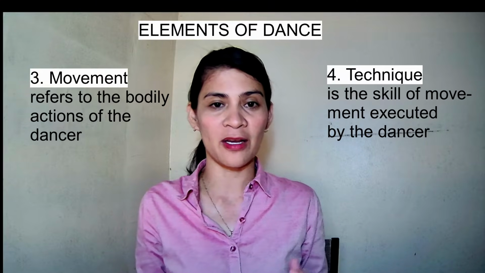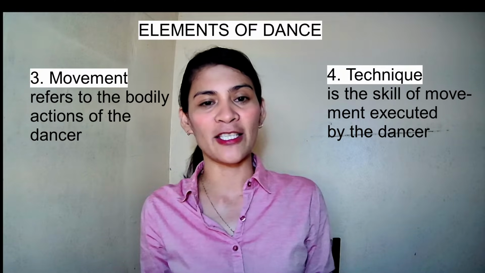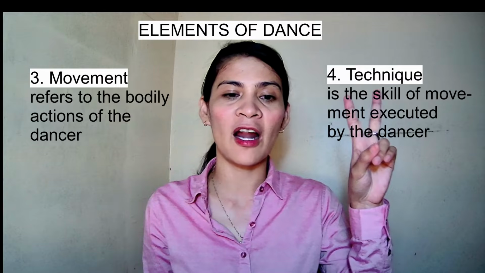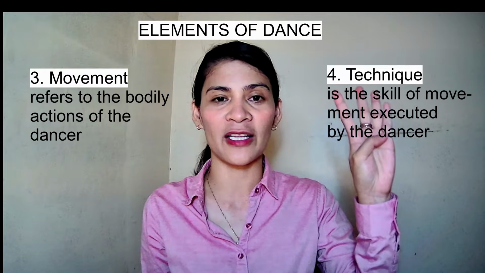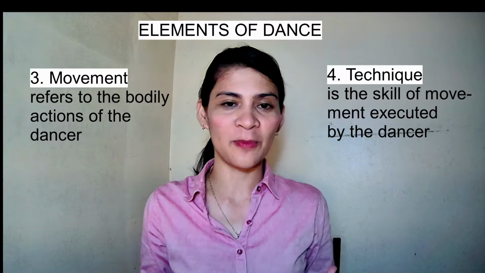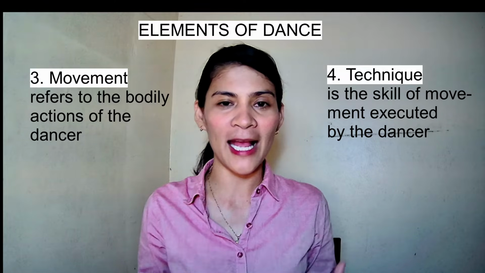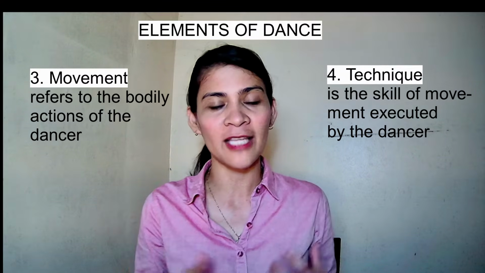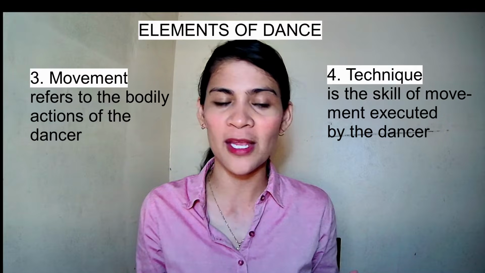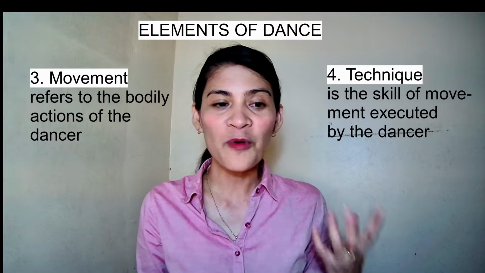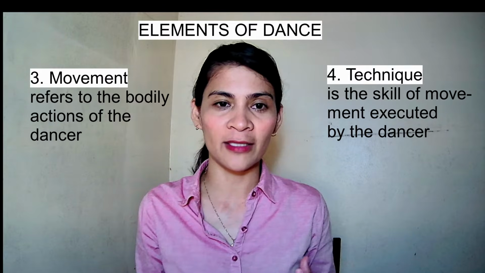Number three element is movement. Movement refers to the bodily actions of the dancer, that includes his steps, gestures of the arms, the hands, and the facial expression. Okay? When you dance, it should have a facial expression. That's why when I see people who are dancing, their faces also show something or tell something. They also have the gestures of the arms. So movement is very important.